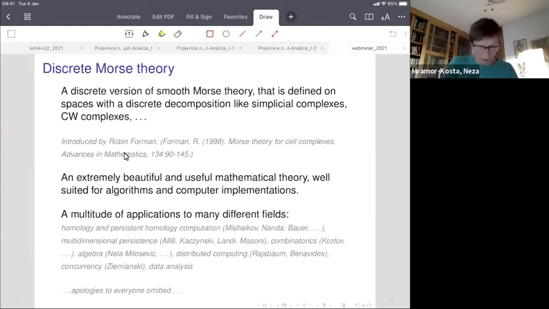There are, of course, also other things. There are some very important applications to combinatorics. Here I would mention Kozlov, then to algebra. Here I'm mentioning a young colleague of mine from Montenegro, who is not so well known, Nela Milosevic, who has done some nice work applying discrete Morse theory to algebra. Then we have examples of applications to distributed computing by Sergio Rajsbaum and Fernando Benavides, and then to concurrency. So there are very many different fields where this relatively new theory has turned out to be very useful.